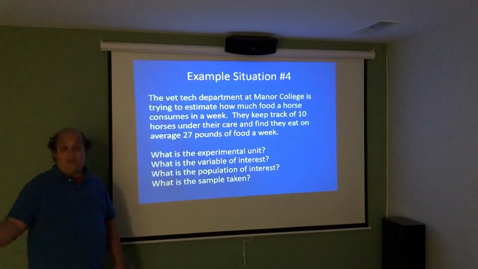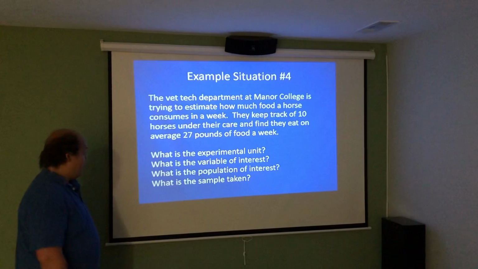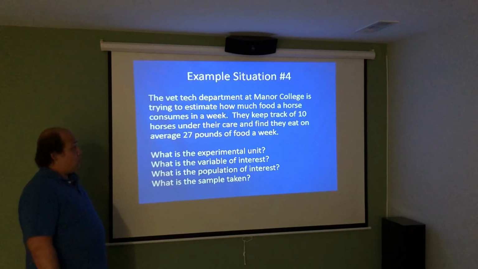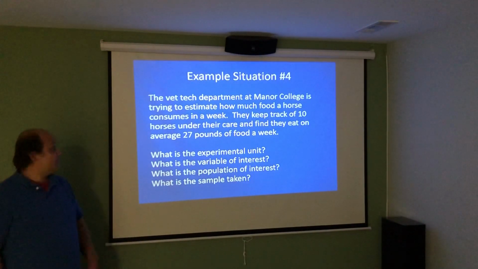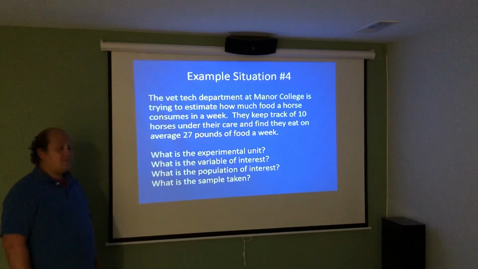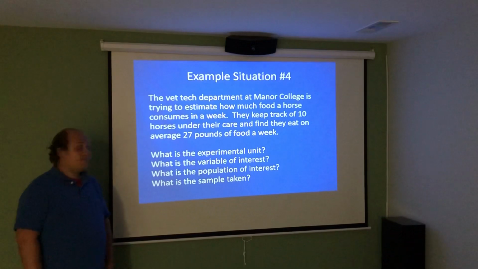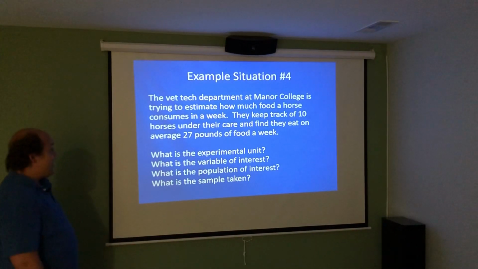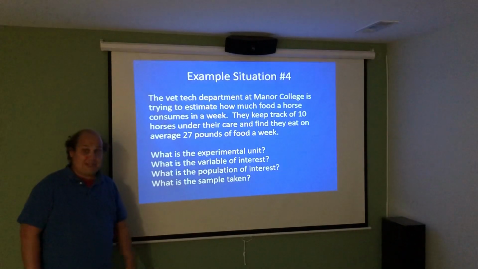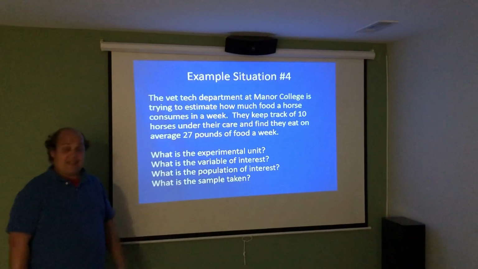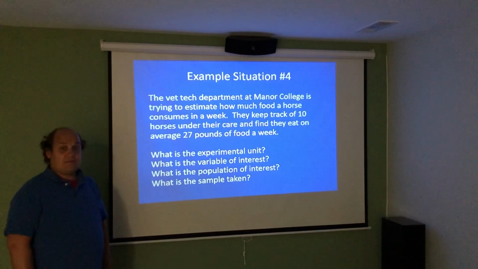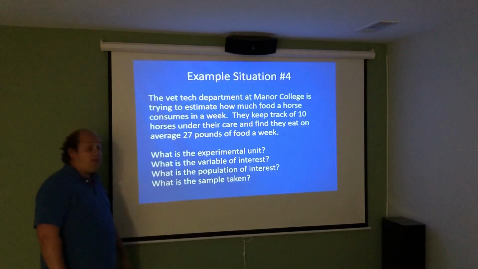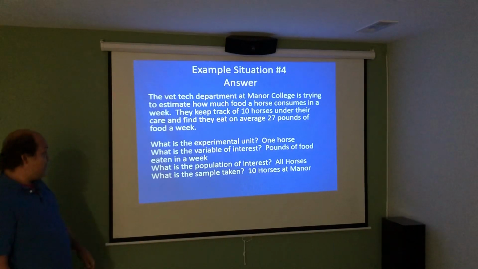For each of the horses, we're going to find out how many pounds of food they ate in the past week. What's the population of interest? So take a minute, look and see if you can identify who are they trying to study. In this case, it just says they're trying to estimate how much food a horse consumes in a week. So the population is not limited to any particular type of horse. It's all horses that they care about. What's the sample taken? The sample taken is the 10 horses under their care. So again, here are those answers.